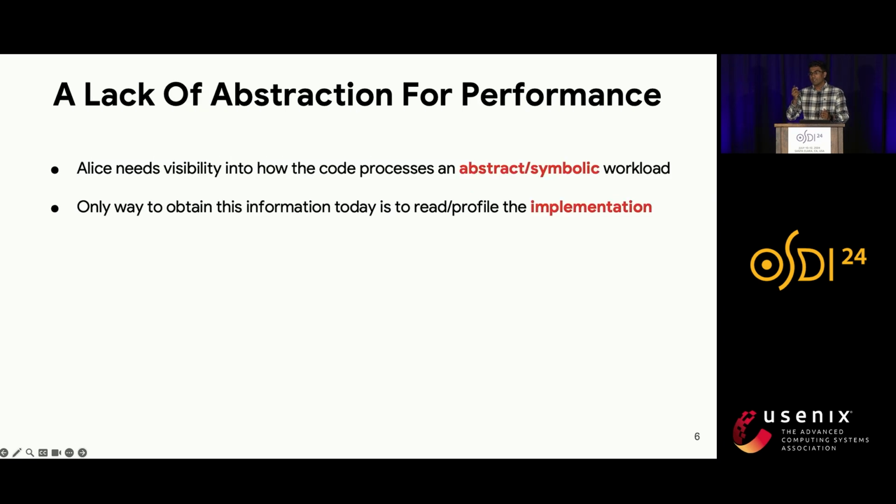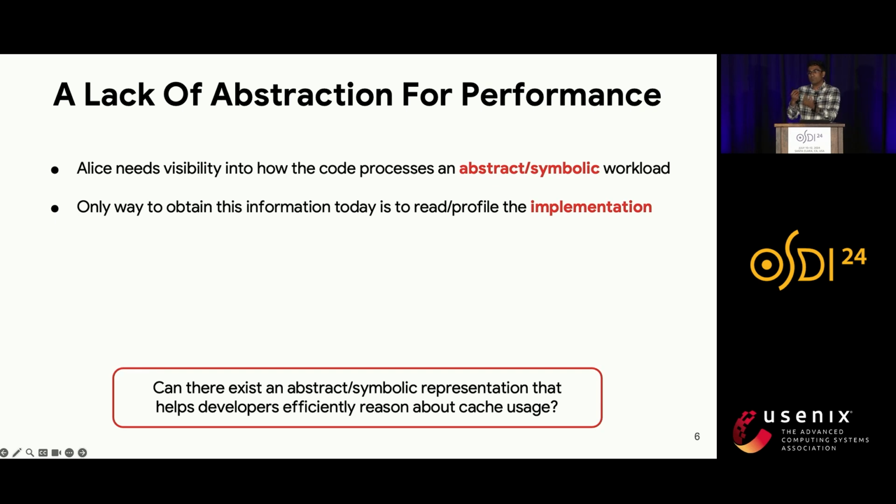And if you take a step back, we realize that the status quo is due to a lack of performance abstraction. Specifically, Alice needs visibility into what her code does to the cache as a function of the workload. That is, how her code processes an abstract or symbolic workload. Unfortunately, the only way for her to get this information today is from the implementation itself, either by reading it, which becomes infeasible after a point, or by painstakingly profiling it with concrete workloads one at a time. And so, in this work, the question that we're asking is, can there exist an abstract or symbolic representation of the code that enables developers like Alice to efficiently reason about cache usage, so without having to delve into the code's details or having to run elaborate benchmarks?